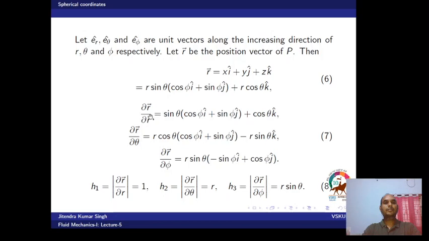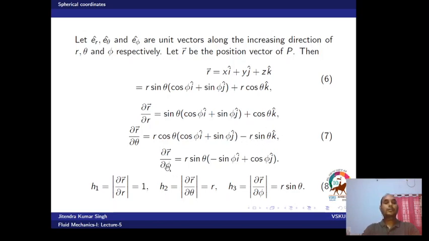For finding that, we shall find the partial derivative of the vector r with respect to r. We shall get sin theta (cos phi i + sin phi j) + cos theta k. Now the partial derivative of r vector with respect to theta: differentiation of sin theta is cos theta, so r cos theta (cos phi i + sin phi j), and differentiation of cos theta is minus sin theta, so minus r sin theta k.